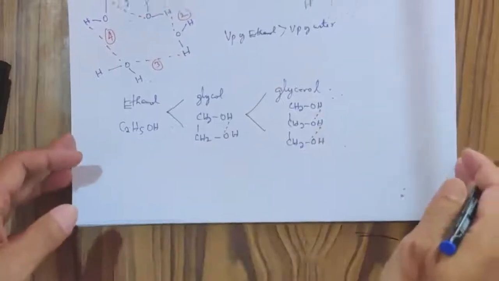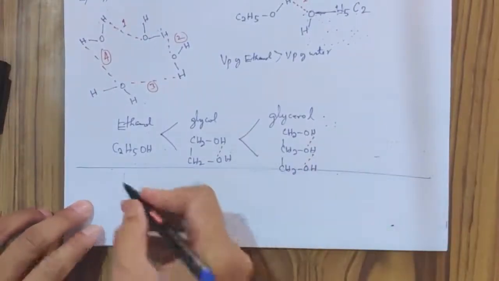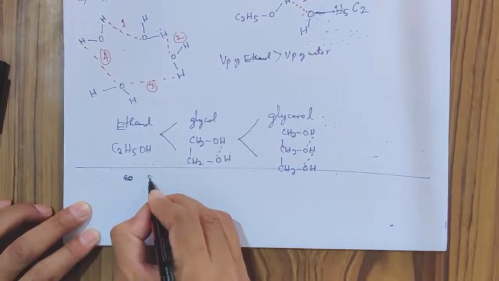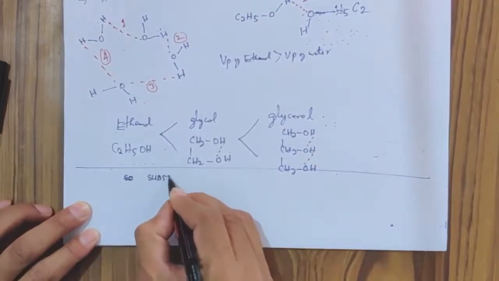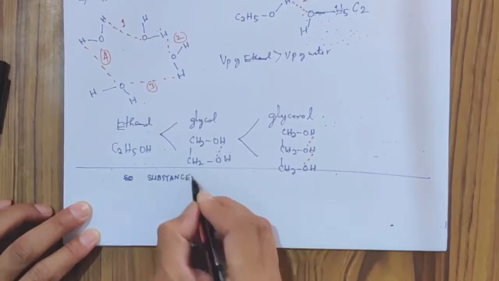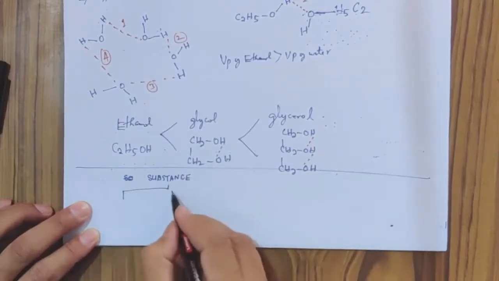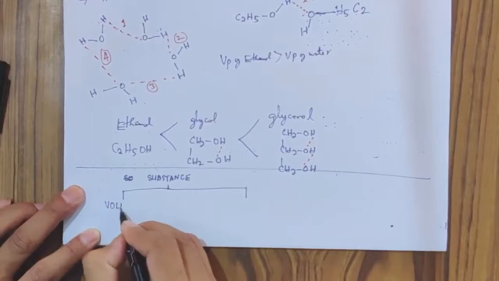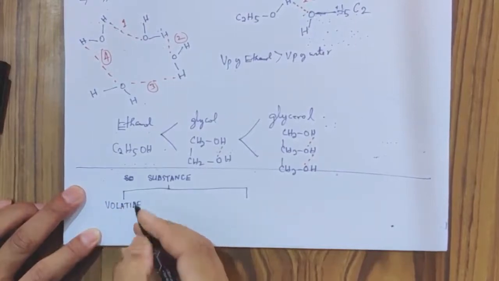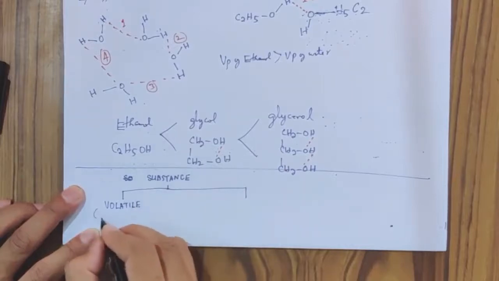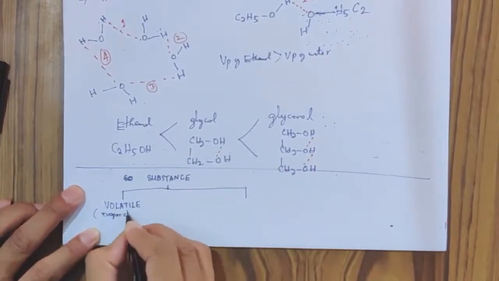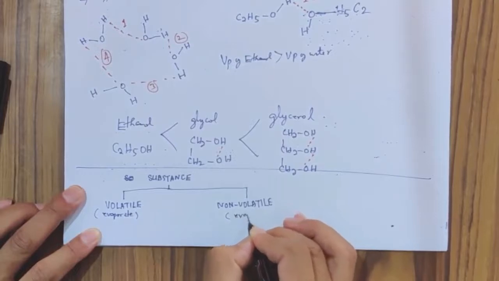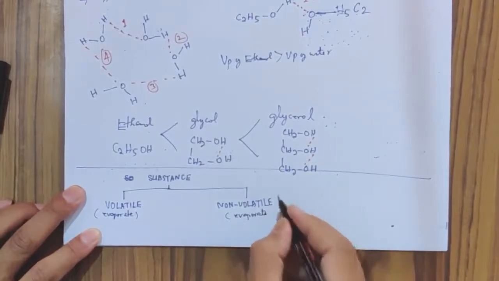Next, substances are divided into volatile, which can evaporate easily, and non-volatile, which do not evaporate, they just do not evaporate.